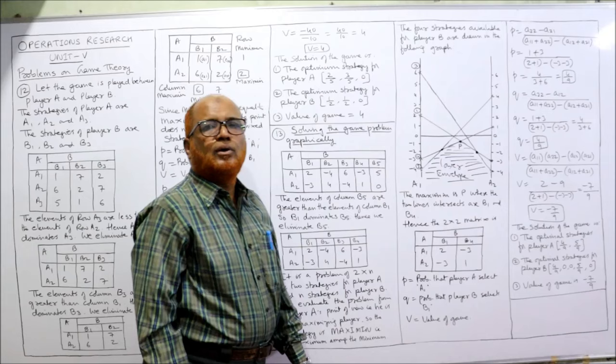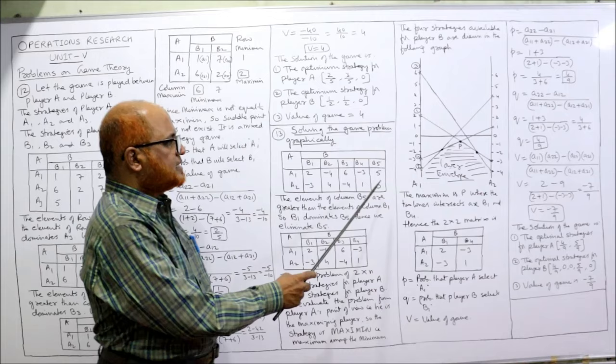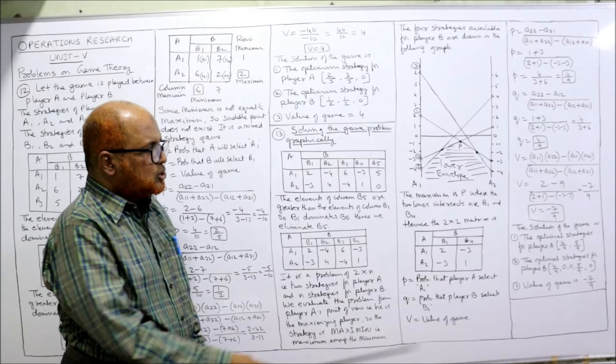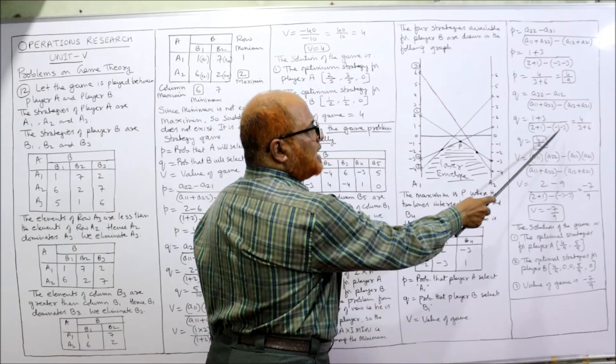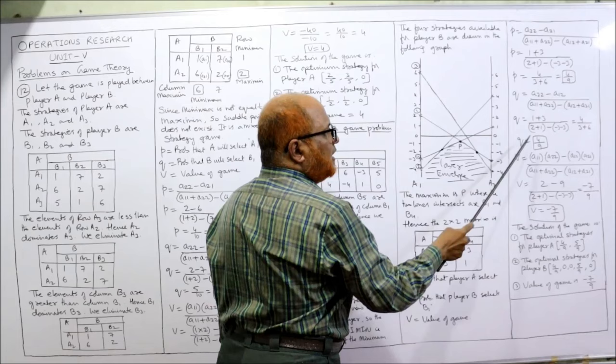That is the probability of A selecting A1. Similarly, Q is equal to A22 minus A12. So 1 minus into minus will become plus, 1 plus 3. Denominator is same. So here also it will be 4 by 9. So we got P value 4 by 9, Q value also 4 by 9.